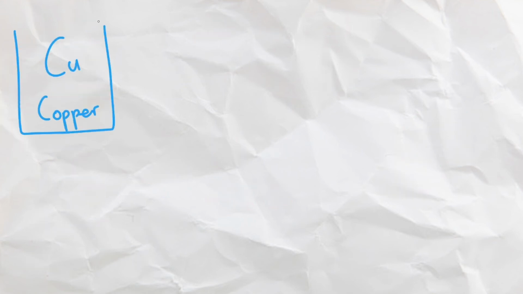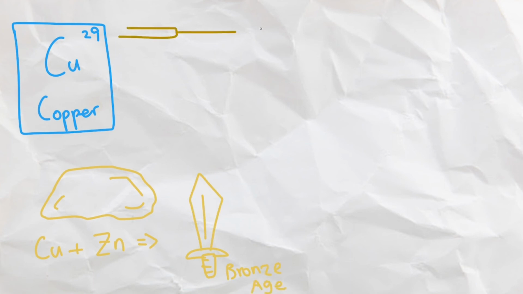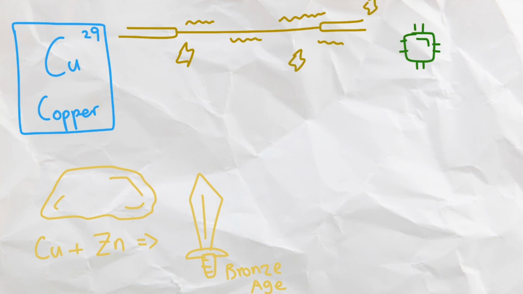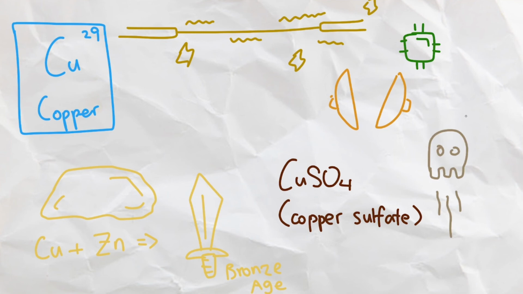Speaking of copper, it is a very conductive metal that was actually the first metal used by humans. When alloyed with zinc, bronze is created, which gave rise to the Bronze Age. It is also one of the most conductive metals, which makes copper fantastic for electrical wires, electronics, heaters, and in some musical instruments such as cymbals. Copper sulfate is used in agriculture to kill bacteria, fungi, and weeds.